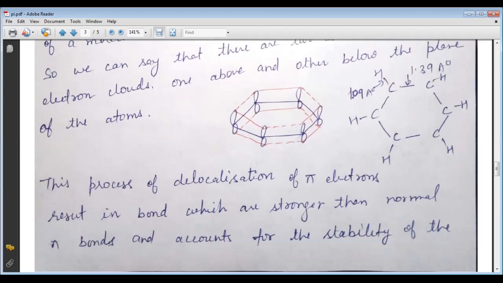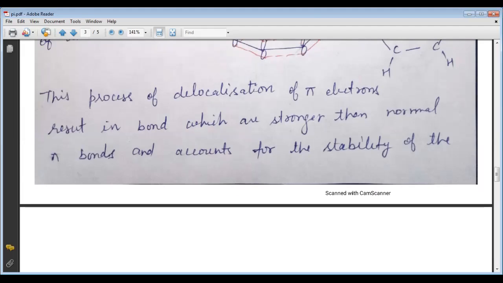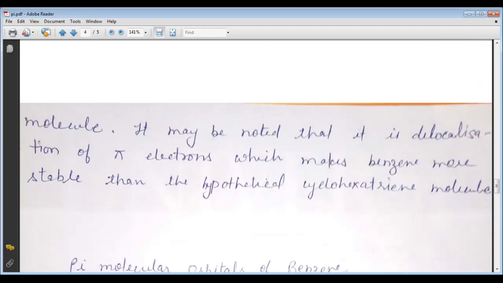Okay, this is the structure of benzene. And now this process is delocalized. It is a process of delocalization of pi electrons. The result is a bond that is stronger than the normal pi bond because of the delocalization. We put a circle in the middle, which means that delocalized state, and it accounts for the stability of the molecule. So it may be noted that it is the delocalization of the pi electrons which makes benzene more stable than the hypothetical cyclohexatriene molecule.